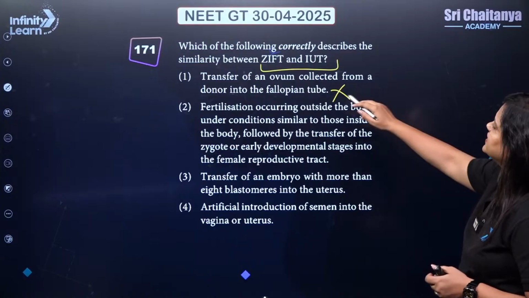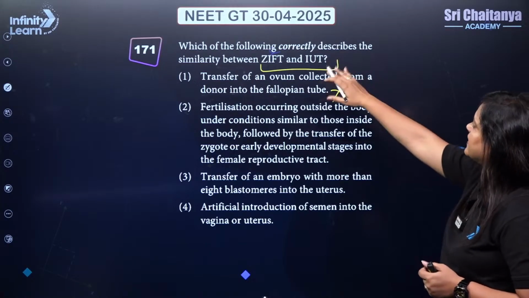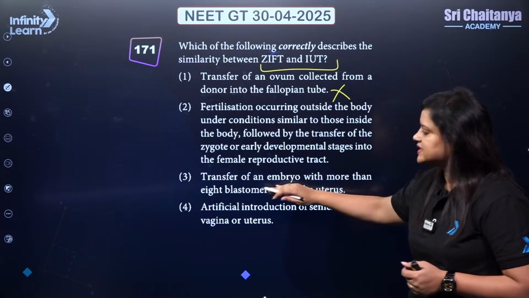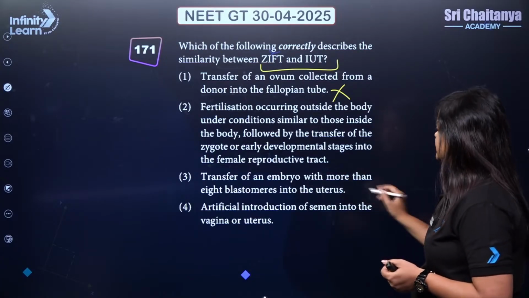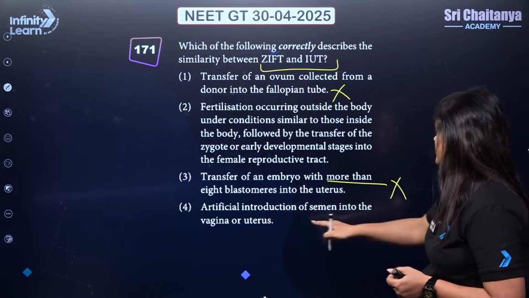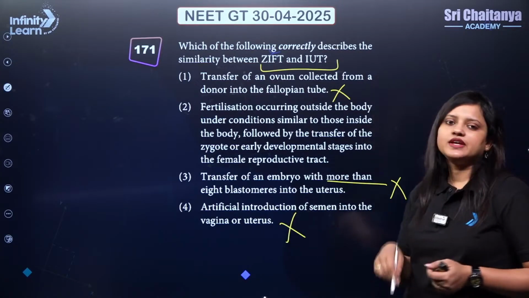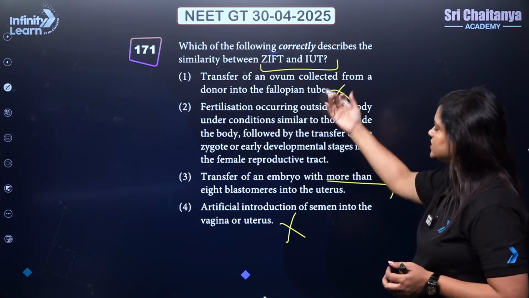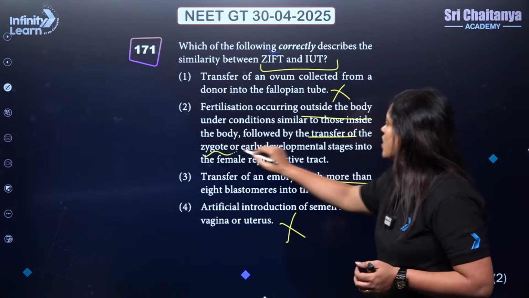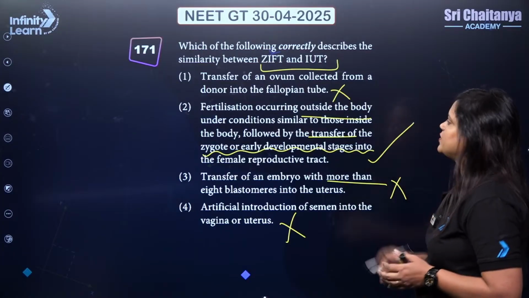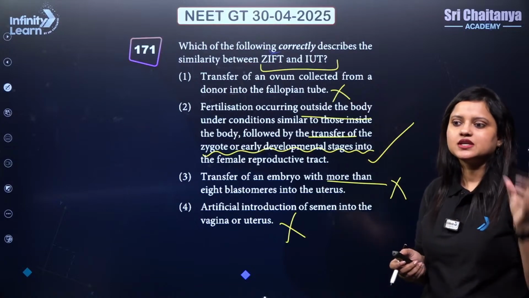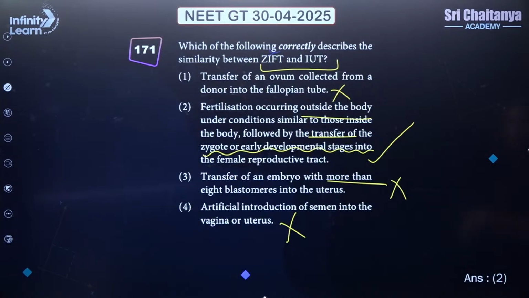Okay, so we want the correct similarity between ZIFT and IUT, right? Now, can you see third statement? It is written transfer of an embryo with more than 8 blastomere stage. It is in IUT but not in ZIFT. Artificial introduction of semen into the vagina, no. So, if we read the second statement, fertilization in both will occur outside the body, right? And there will be transfer of zygote or early development stage into the female reproductive tract. Okay, so in case of ZIFT, it is fallopian tube. In case of IUT, it is uterus. So correct answer should be 2.